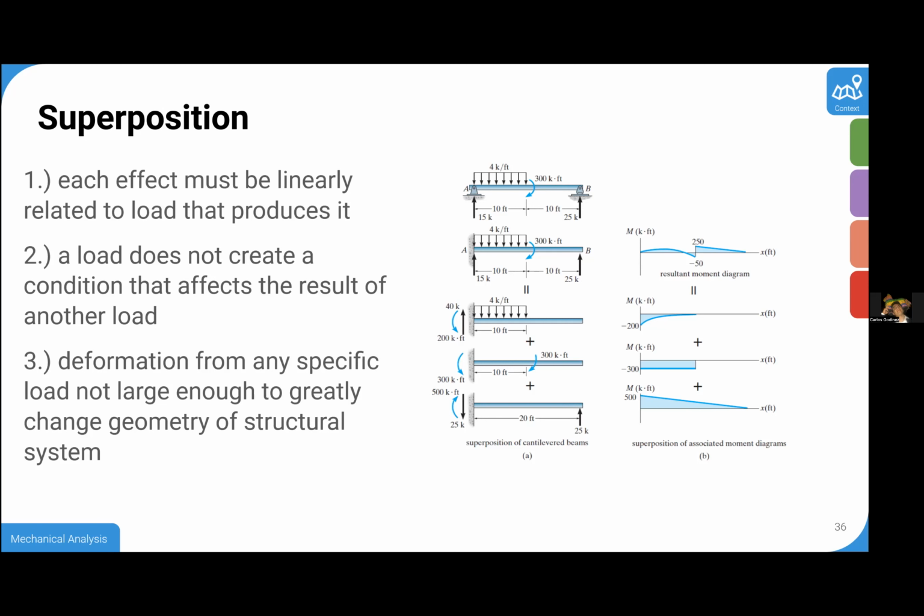So each effect must be linearly related to the deflection it produces. So like you have to be in the linear elastic range. One loading condition doesn't dramatically change the effect of another load. So if you have one force that is super, super big... And again, there's no hard guidelines on this. You just have to use your judgment. And then if you're confused or worried, I would back up using another method to see if you get similar answers, either with FEA or something like that.